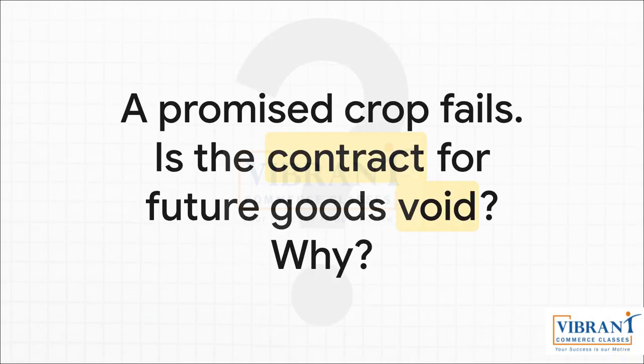Okay, to leave you with the final brain teaser, let's say a farmer agrees to sell you 100 tons of tomatoes to be grown on his land. That's a contract for future goods, right? But what if a crop disease hits and he only produces 80 tons? Is the contract void? Think about what we've discussed. Future goods, perishing of goods. How would you tackle that?